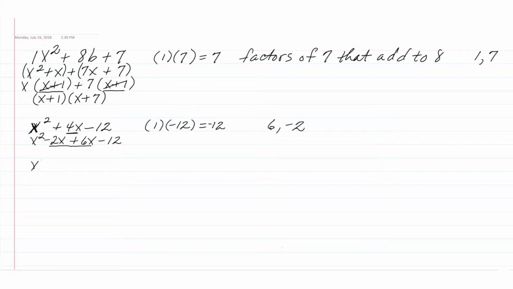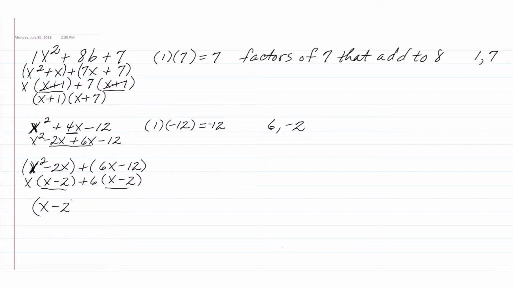So let's group our first two, so our x squared minus 2x, and we'll group our 6x minus 12. So our greatest common factor in the first parentheses is going to be x, and then that's going to leave us x minus 2. We can pull a 6 out of the second parentheses, and that will leave us an x minus 2. So our greatest common factor is the x minus 2. And that's going to leave us our x plus 6.